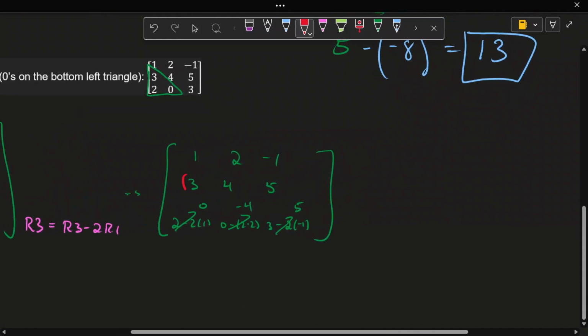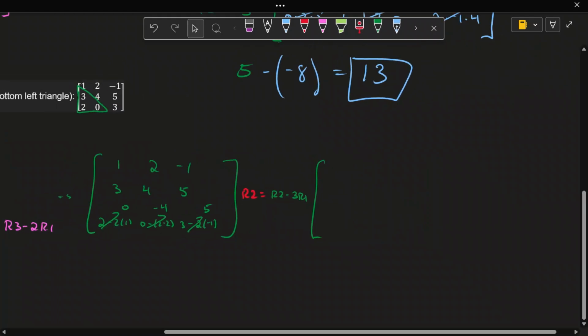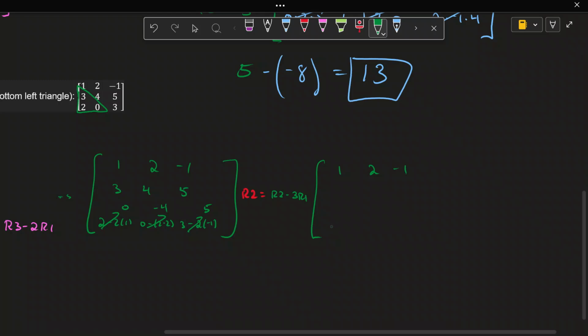We want to focus on this one next. So then we're going to say R2 is equal to, well, how can we get that to become 0? What we can do is R2 minus 3R1. Okay, so which rows are not affected? The first row, and now the third row becomes unaffected.